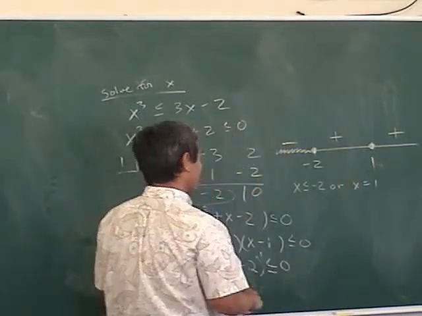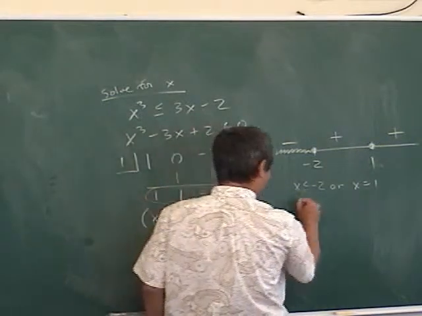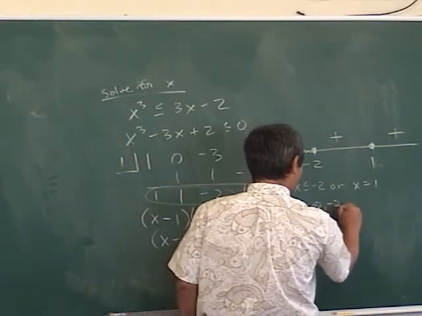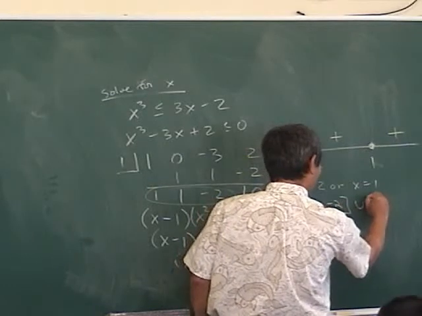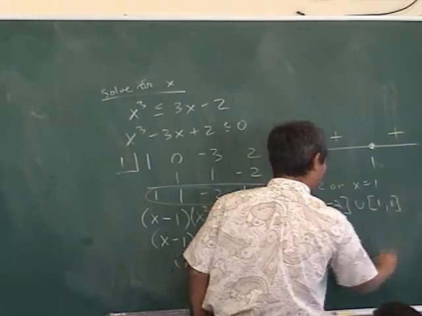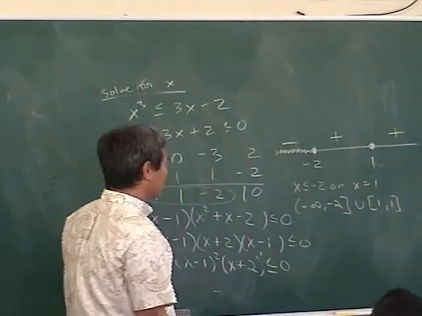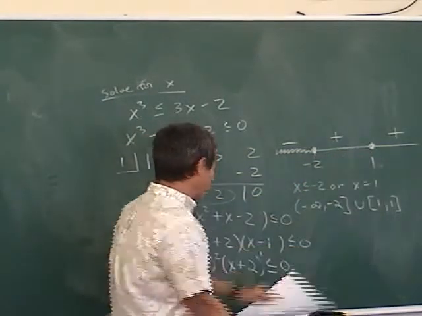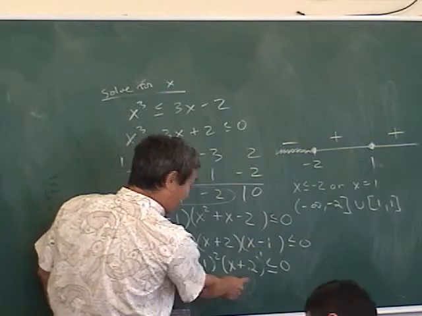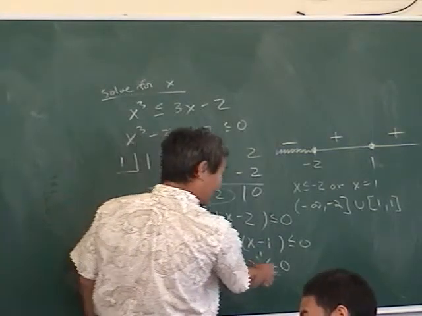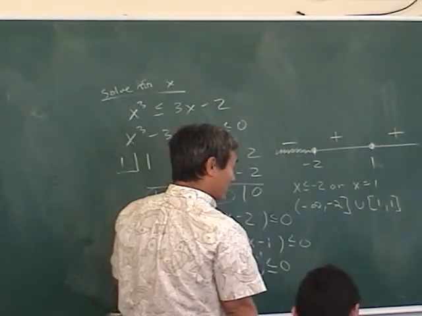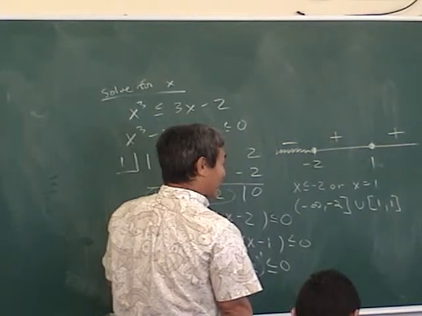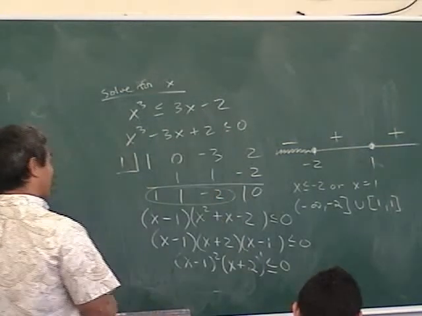19 out of 20 is a darn good score. Or would you rather write -infinity to -2, including it, and then 1 to 1? Wait, how is it X equals 1? Because that point is part of the solution. If you plug in 1, you get 0, right? Isn't 0 less than or equal to 0? Yes.